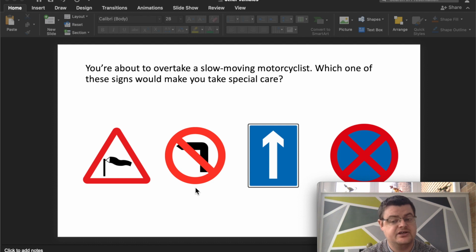And a circular sign is an order. So like the O of order. So these are orders. A red circle is an order saying you must not do something. So this is you must not turn left. So no turning left. And this sign here means no stopping.